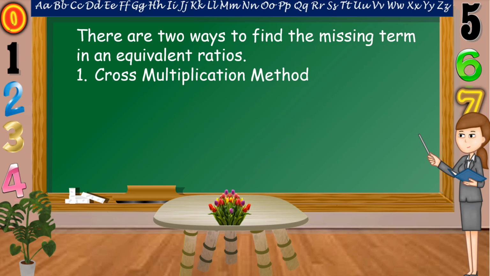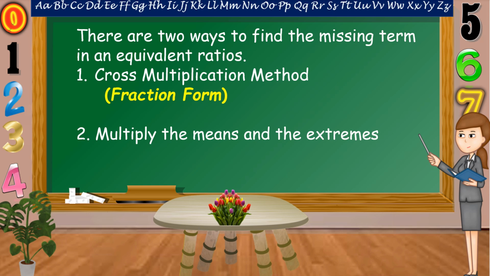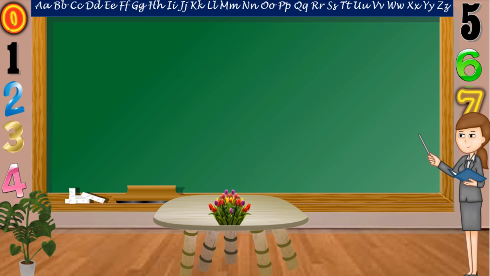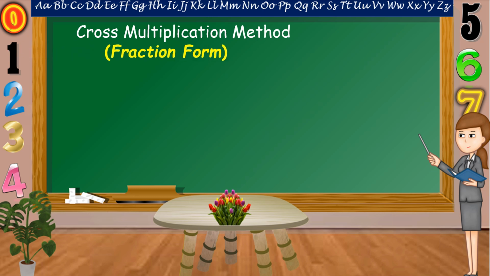There are two ways to find the missing term in equivalent ratios. One is by the cross multiplication method in fraction form, and the other one is by multiplying the means and extremes in a proportion. To understand our lesson better, let's study some examples. First, we're going to use the cross multiplication method. Ratios are written in fraction form.